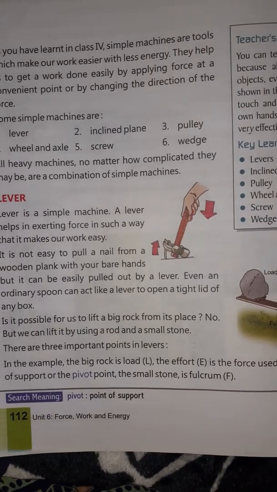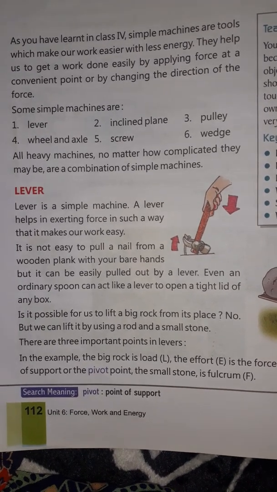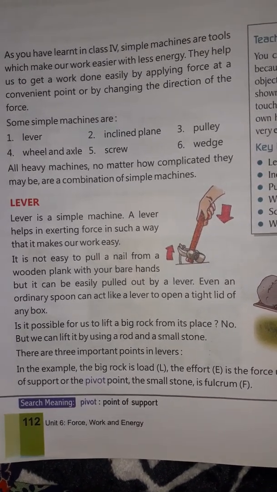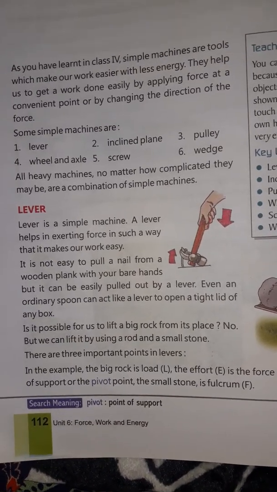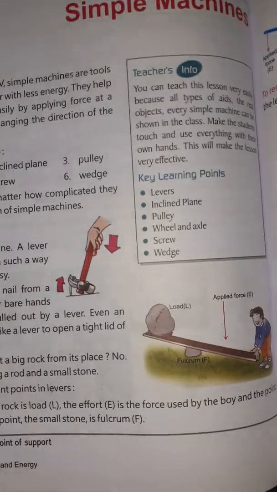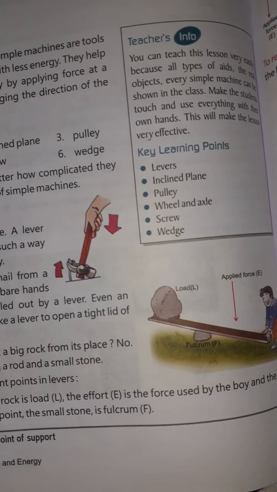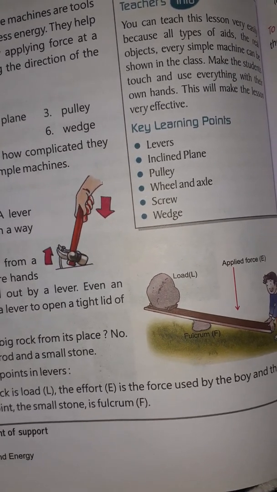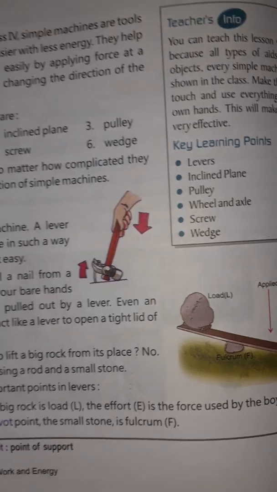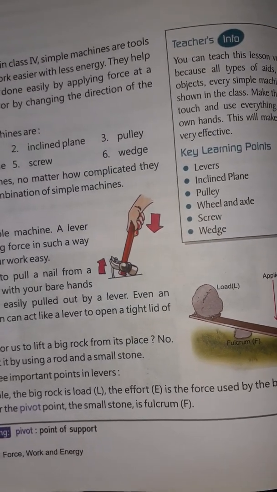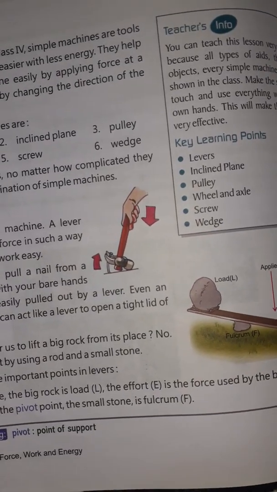Now if we have to lift a big rock, we are not Superman, so we are not able to lift that big rock. But we can see in the picture, if we use a single wooden rod and a small stone, with the help of both things we can easily lift up that load, or that rock. That means we have made a simple machine.